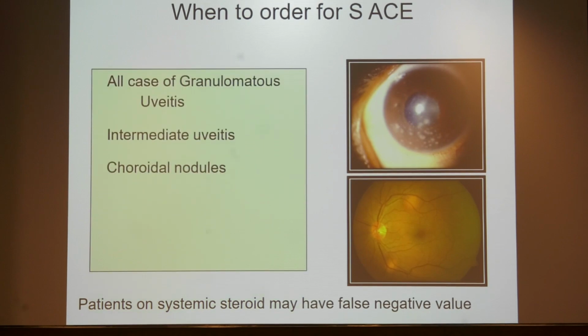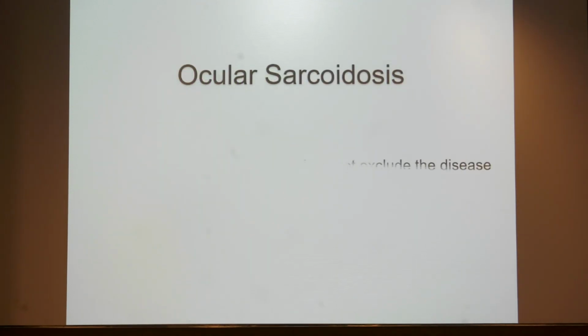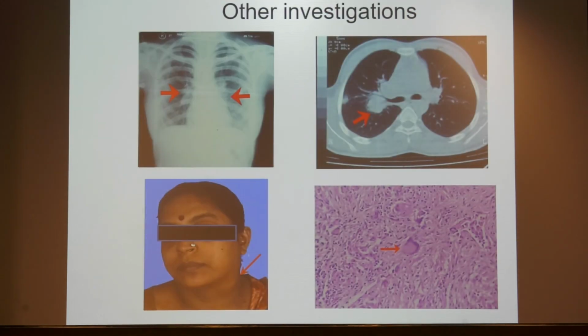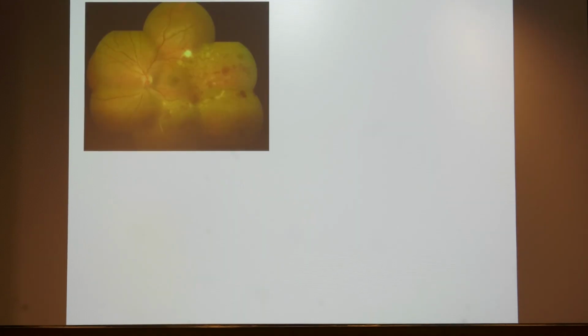So when would we order a serum ACE? All cases of granulomatous uveitis, intermediate uveitis, and choroidal nodules. But a red flag here is that patients on systemic steroids may have false negative values, and a normal ACE level does not exclude the disease. So in those cases, you may have to resort to a tissue diagnosis and probably do a lymph node biopsy and look for a non-caseating granuloma.